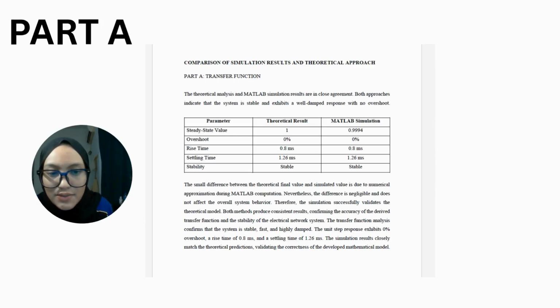Third, the steady state tracking accuracy highlights that as time approaches infinity under constant DC excitation, the inductor turns into a short circuit and the capacitor into an open circuit. This structural transition allows the output voltage across C2 to track the input voltage seamlessly.